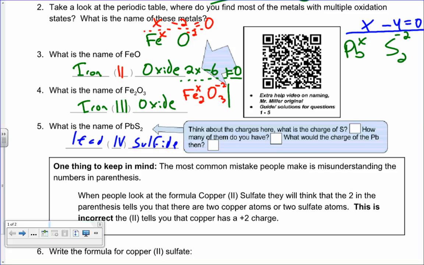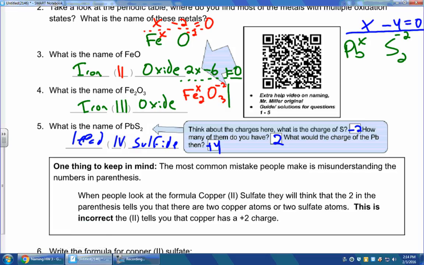Another way of thinking about it here, and I've pointed it out as a hint in the box, is to think about the charges. What is the charge of S? It's -2. You look on the periodic table. How many of them do you have? There are 2 of them. So what would you want the charge to be of Pb? It would have to be +4 to balance out that -4.